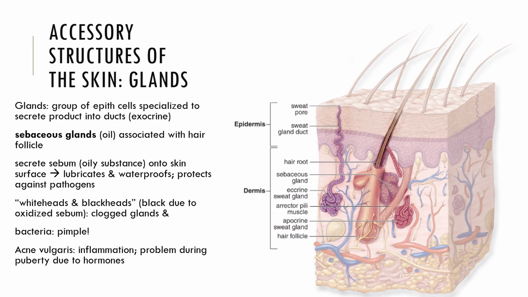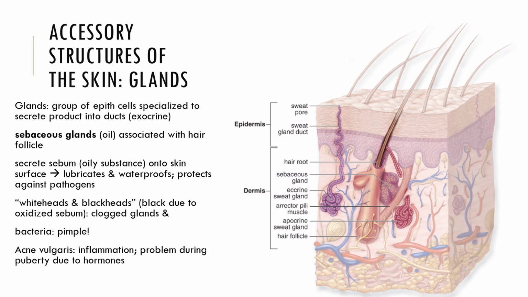So let's talk about sebaceous glands. These are small sac-like structures located in the dermis. They're closely associated with hair follicles. They secrete sebum. This is an oily substance that moisturizes or lubricates. So it protects the skin and hair.